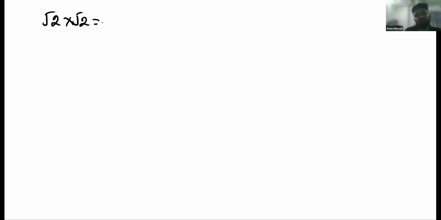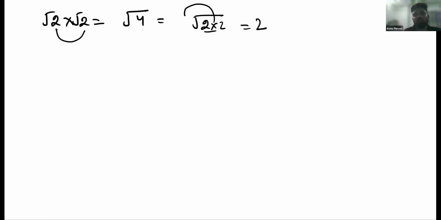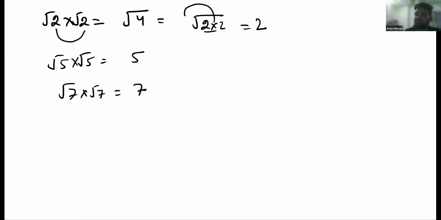But in multiplication, if you are having root 2 into root 2, what will you get? When root 2 is multiplied with root 2, this will be root 4, and root 4 can be written as 2 into 2. So one pair of 2 will come out, so it becomes 2. For the same numbers multiplying, root 5 into root 5 simply means 5. Got it? Root 7 into root 7 simply means 7.